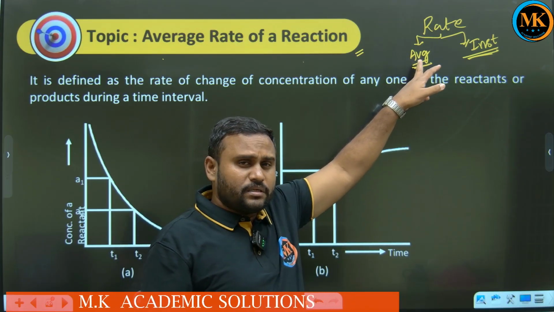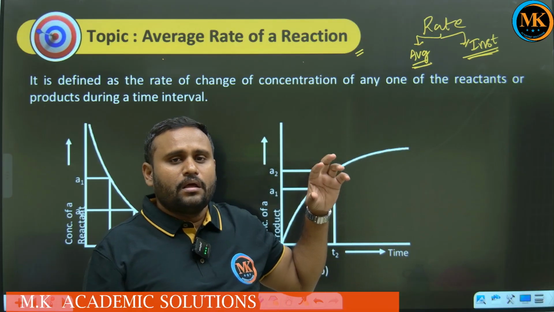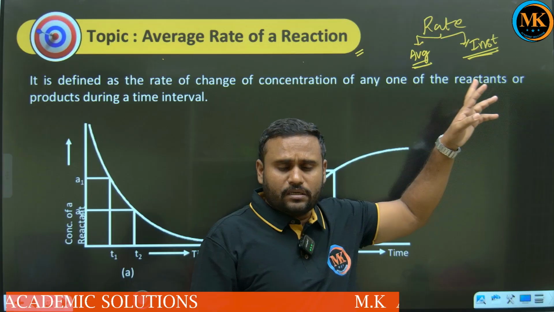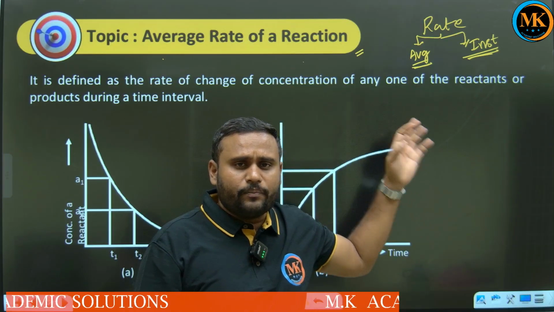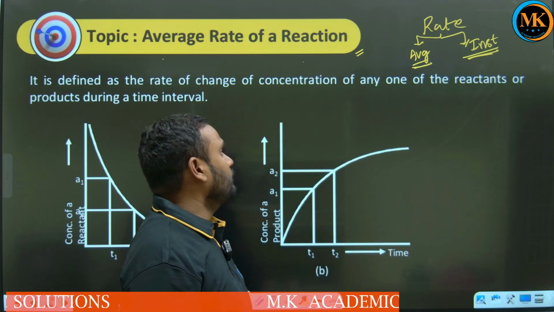In average rate, we are going to take the large change in concentration and the large change in time. Whereas in instantaneous rate, at a particular time only we are going to calculate the rate. Okay, now let us see average rate first.